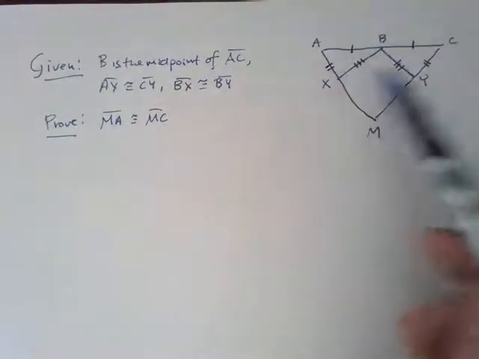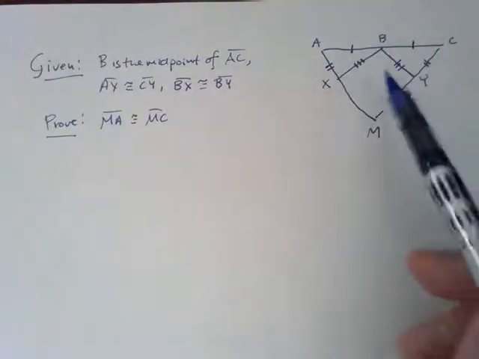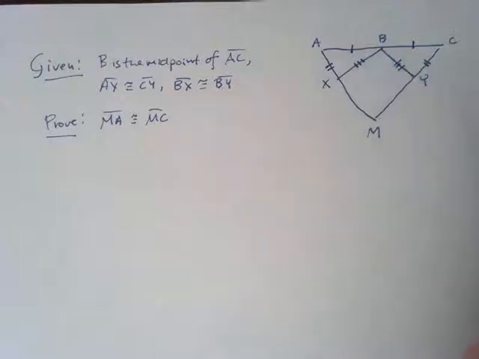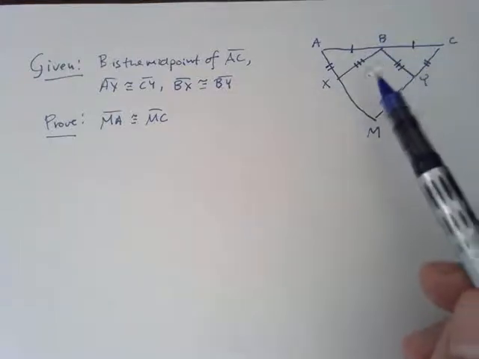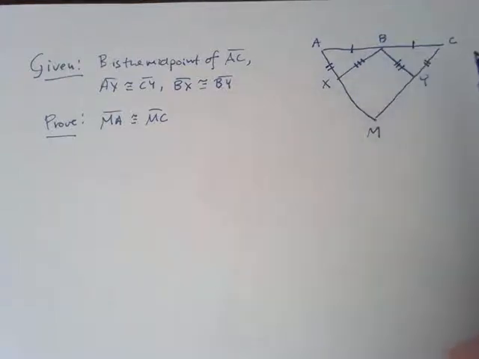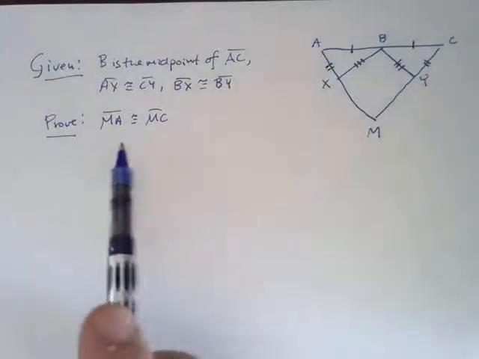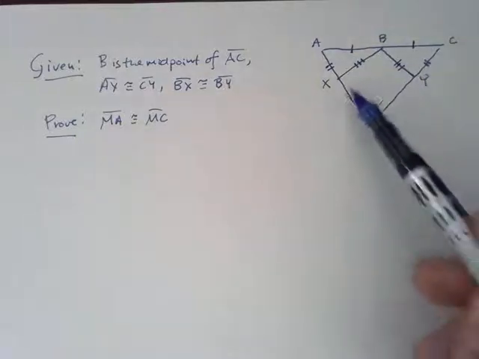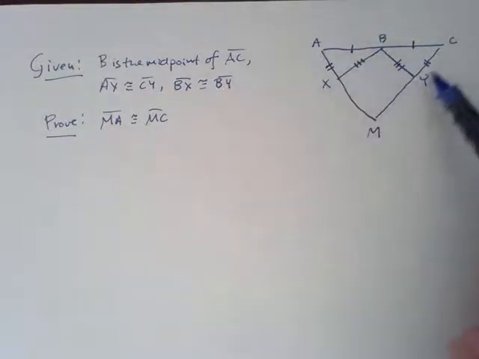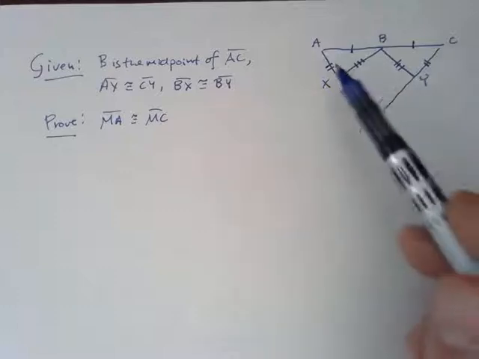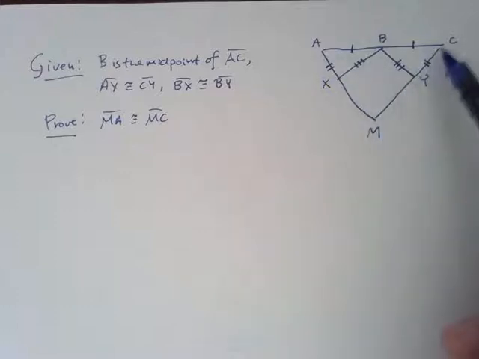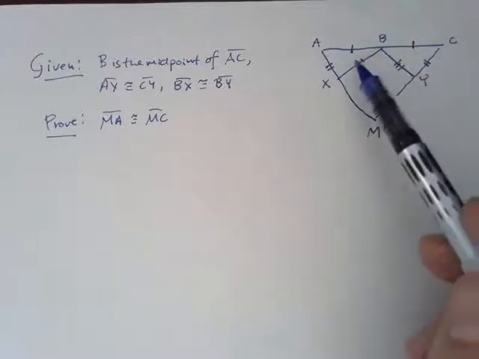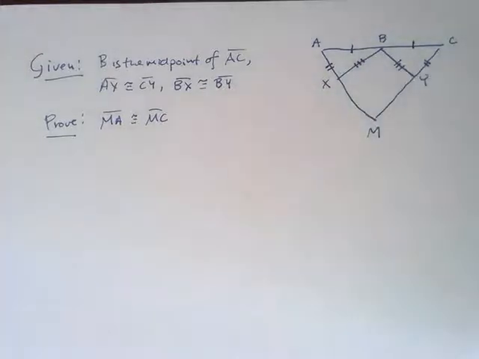Immediately we see we have SSS marked on these two triangles. So if we were trying to prove that these triangles are congruent, or if we're trying to prove some corresponding parts are congruent, then we would be done, we'd have it. But if you look at what we're trying to prove, MA is congruent to MC. MA goes all the way here, and MC goes all the way here. So we're trying to get all the way up. And these are not two sides of these little triangles.